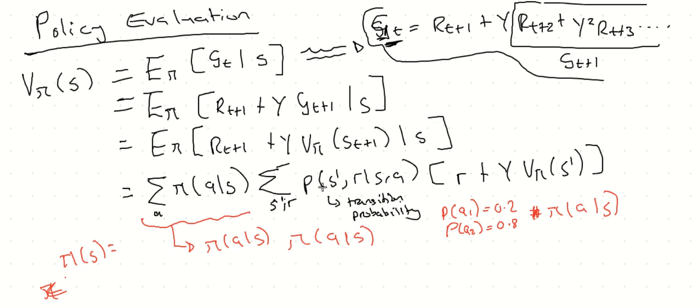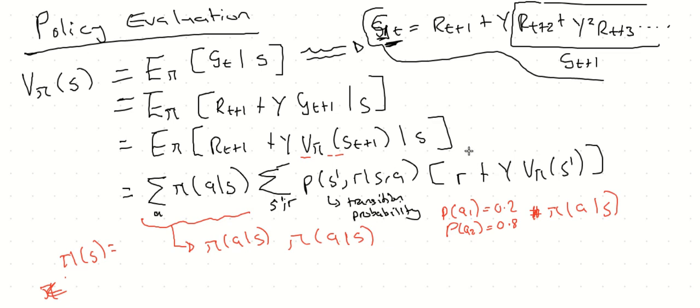Now this is the transition probability. You should know what it means. The probability of ending up in some future state S prime, comma R, given that you're in some state S and you take action A. And this is the reward that you get for taking that action, plus gamma times what we have here, which is a value function for being in a future state, right?